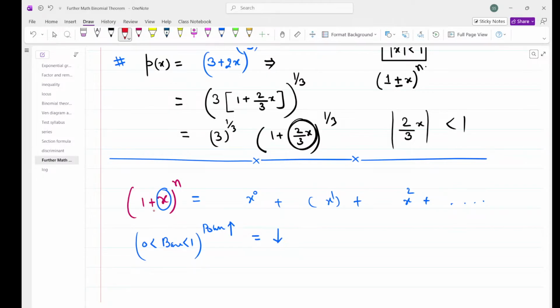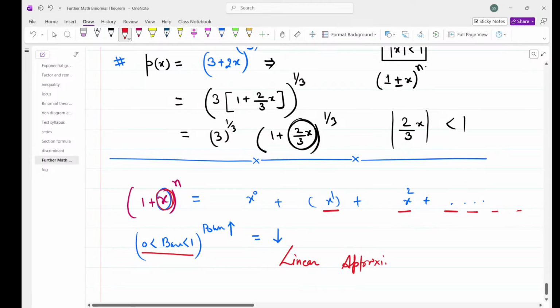Do you know this? So make sure that this second term is a number lying between 0 and 1, and in your expansion, the power of x is going to increase gradually. This is used for linear approximation.